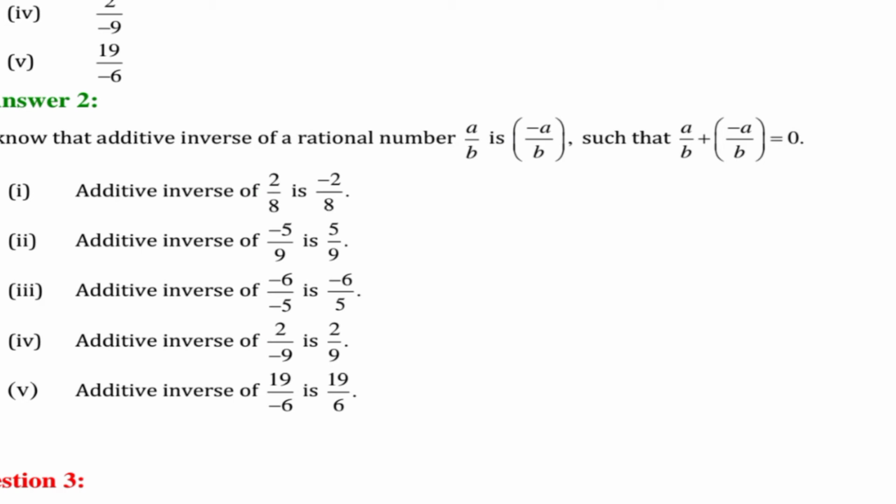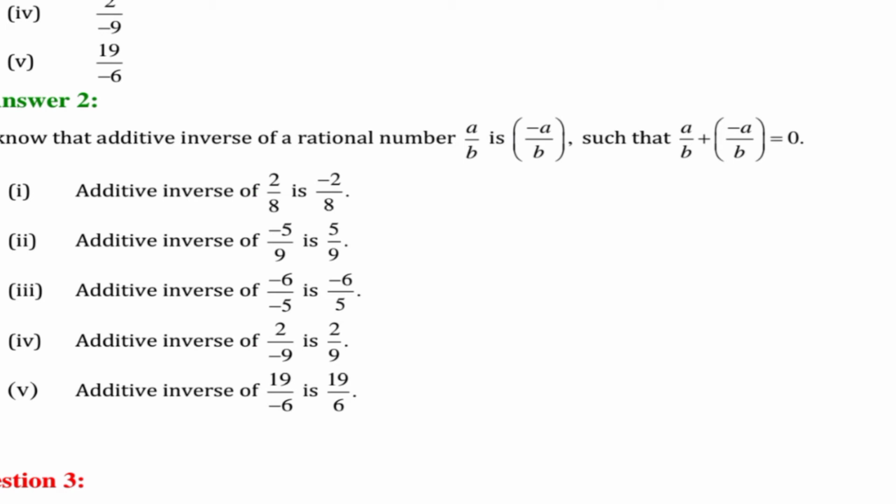What's the additive inverse of minus 5 by 9? It is a positive number, 5 by 9, right? Additive inverse of minus 5 by minus 6: minus 5 is the numerator and minus 6 is the denominator. Minus in the numerator and minus in the denominator cancel each other, so it gives us 5 by 6. So now what will be its additive inverse? Its additive inverse will be minus 5 by 6, right?